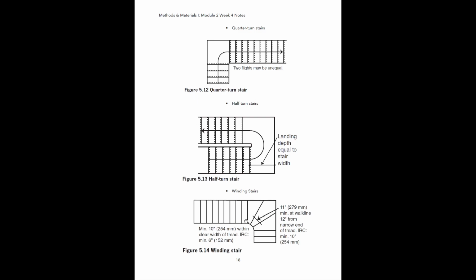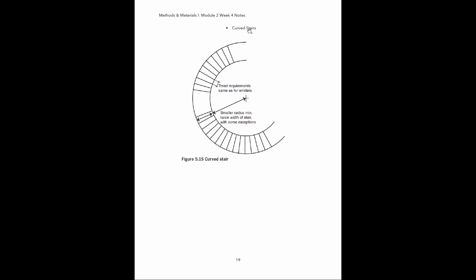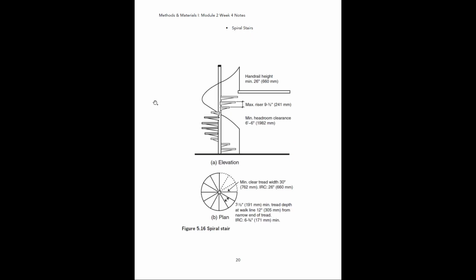Then we have winding stairs, okay? So winding stairs are similar to quarter turn stairs, except instead of a landing that you're coming to as you are turning this corner, you are continuing to go upward, okay? So the landing is basically divided into a series of steps itself, all right? And then curved stairs, it's just a stair that curves upward. And then spiral stairs, okay?